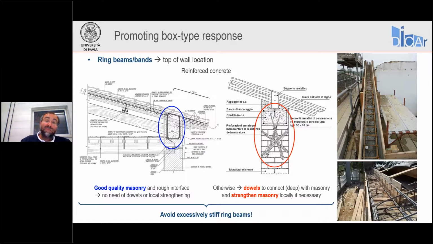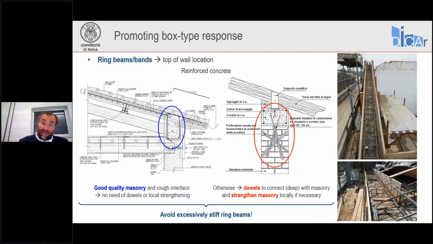So this is the first problem. Second problem, again, is a problem of connection, which in the past was not sufficient. So here I'm showing on the detail on the right side, you see this combination of dowels tying the ring beam to the masonry wall, but also reinforced injection to strengthen the masonry involved in the connection region. Again, this is especially necessary if the masonry is of low quality, and may not be able to resist the forces transferred by the ring beam.